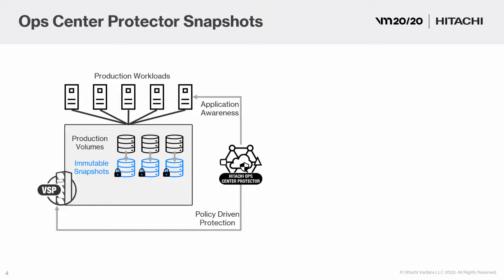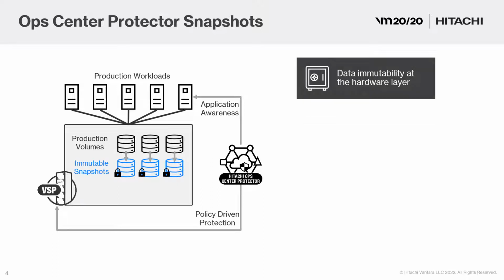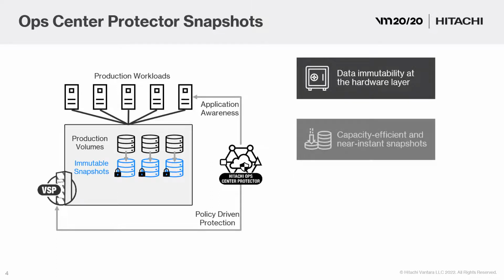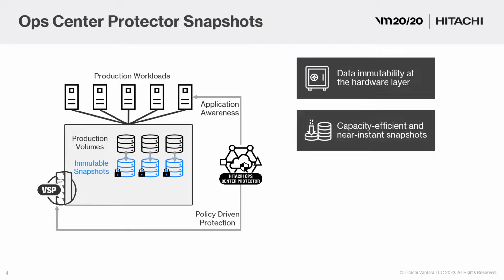Snapshots can be designated immutable for a user-defined period of time in which they cannot be mounted, edited, or deleted even by storage, root, or admin accounts, giving you hardware immutability. These snapshots are also near instant and capacity efficient since they are done at the storage block layer.